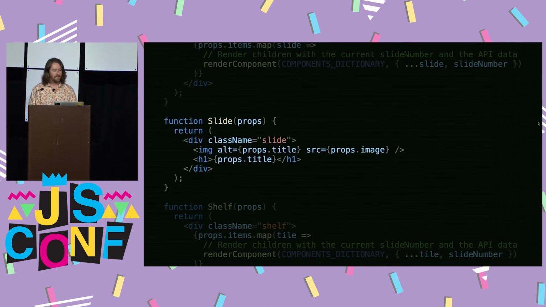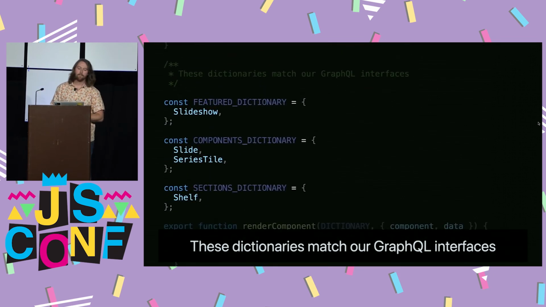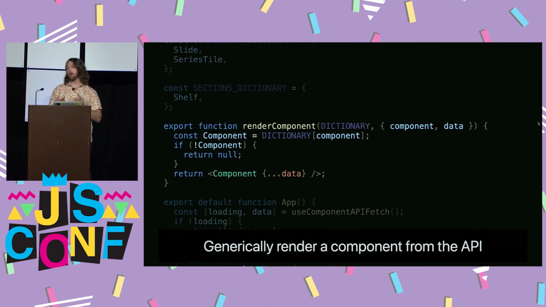Here's a boring slide component. These are just example snippets here. So these dictionaries are where the magic happens. These dictionaries map to the interfaces in our schema. So you remember our featured interface and our sections interface. So we add the respective components from our component library into these dictionaries. Then when we want to render a component, we use the respective dictionary, we grab the component field, look up the component in the dictionary, and generically render it with its data.